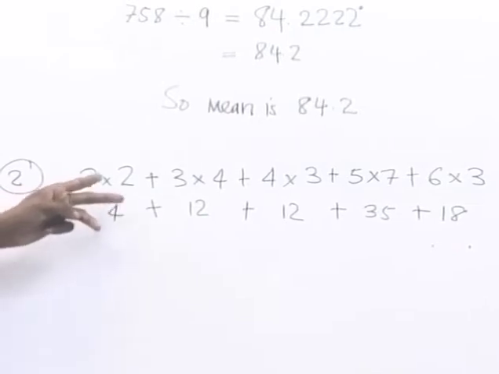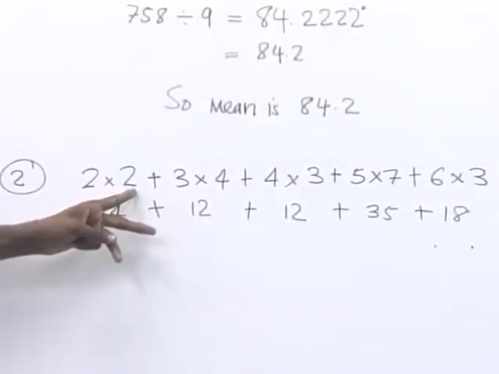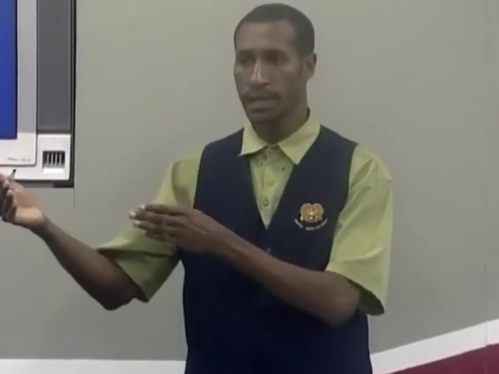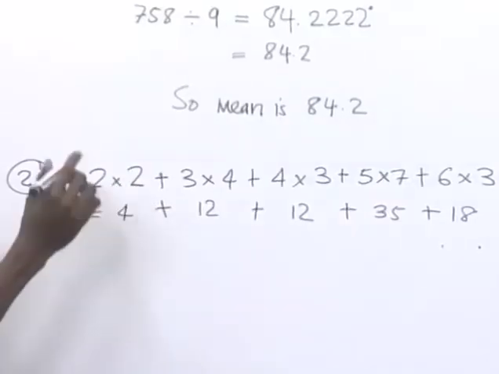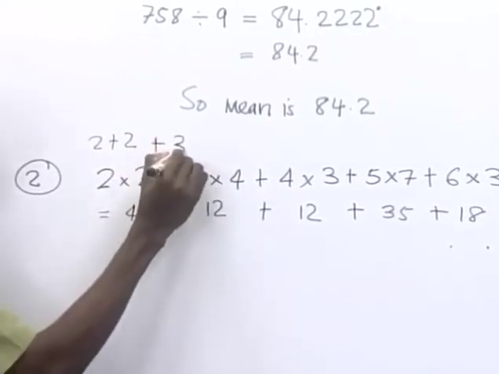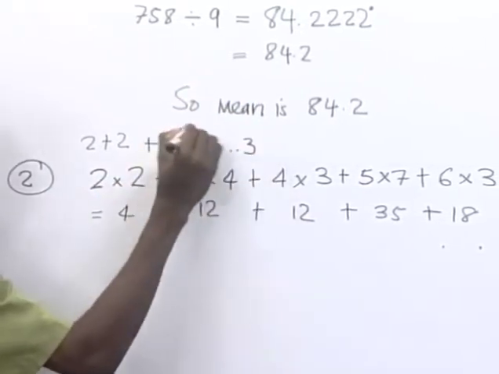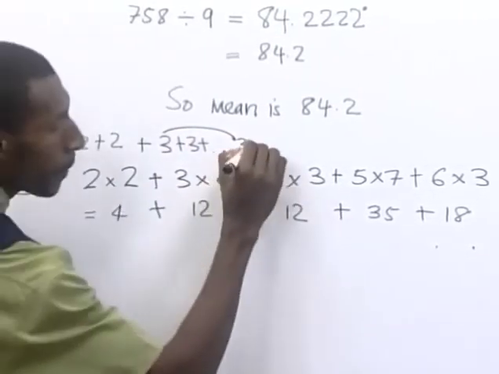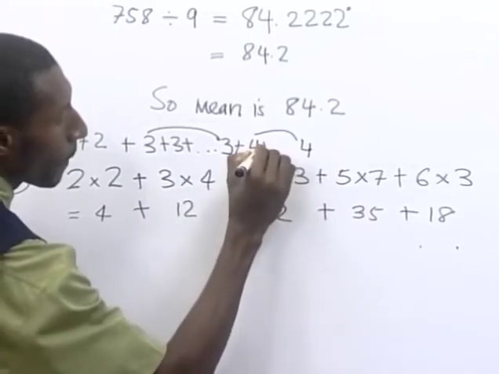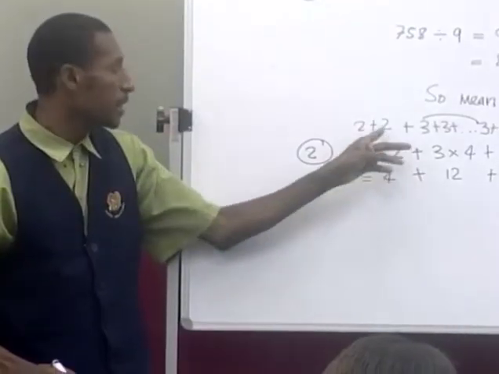Now, class, what does this mean? Two times two. What does this mean? Okay, the test results multiplied by the frequency. So, in other words, this simply means 2 plus 2. Plus, this means 3 plus 3. How many times? 4 times. And this means 4. How many times? Three times. So, that's what these two times simply means.